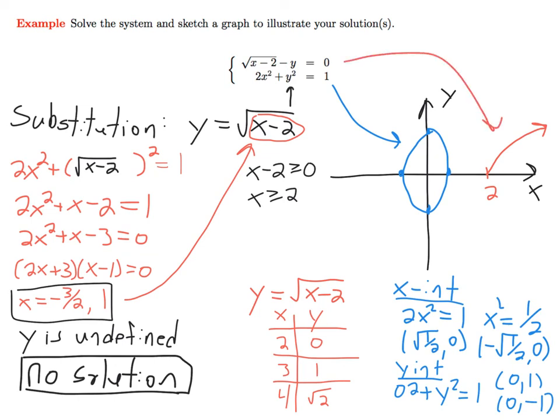And what's important to note here is that we're going to get solutions at points where these two curves intersect, and there are no intersection points. So that matches up with our result that there was no solution to this system.